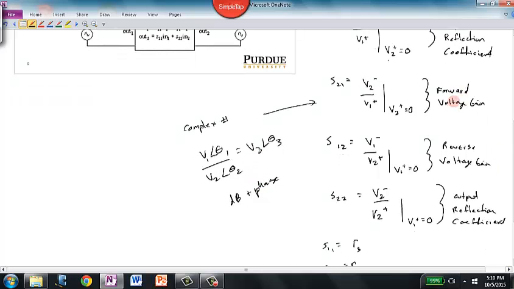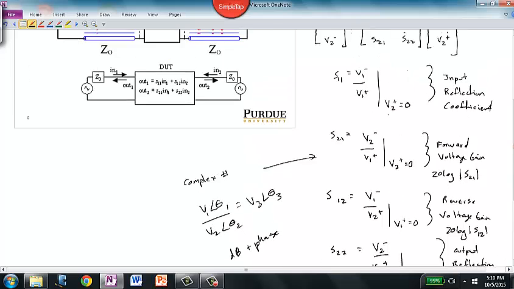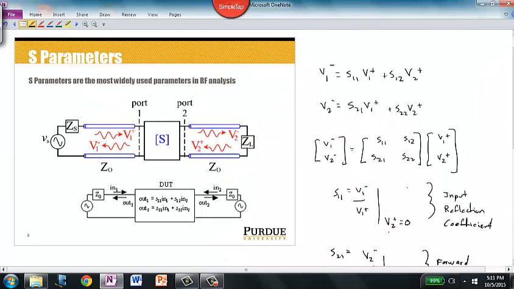And typically when we refer to forward voltage gain and reverse voltage gain, we're taking 20 log of the magnitude of S21. And here we're taking 20 log of the magnitude of S12. So typically forward voltage gain and reverse voltage gain are usually in dB, and we usually ignore the phase when we're talking about voltage gains there. So that's the derivation of the S parameters.